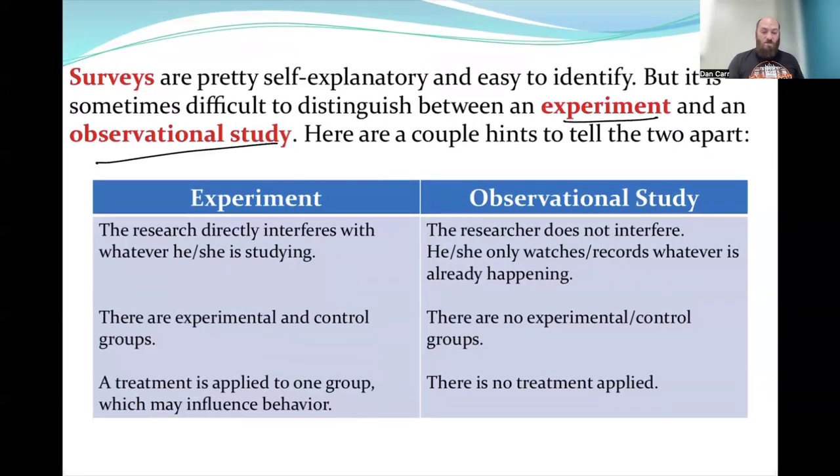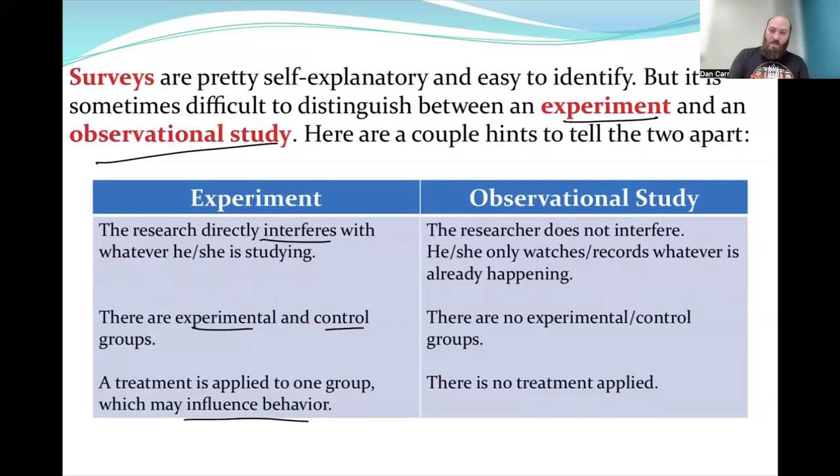So here's a few things. An experiment directly interferes with whatever he or she is studying. So it's introducing something new, like a different study method or whatever it is. There are always going to be experimental and control groups with an experiment, and a treatment is applied to one group, which may influence behavior. So we're looking at those changes in behavior.